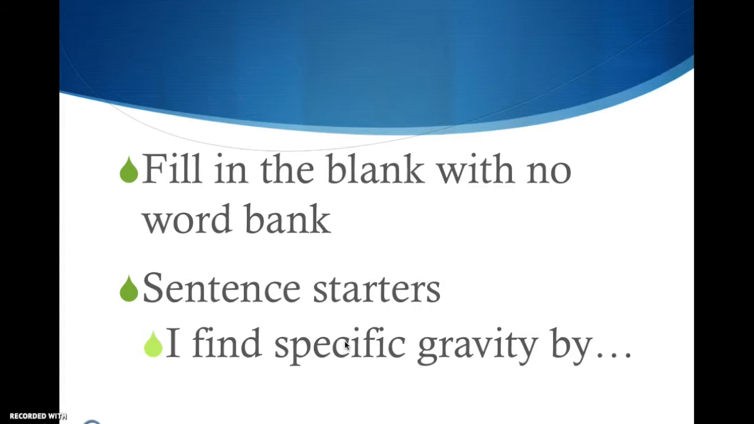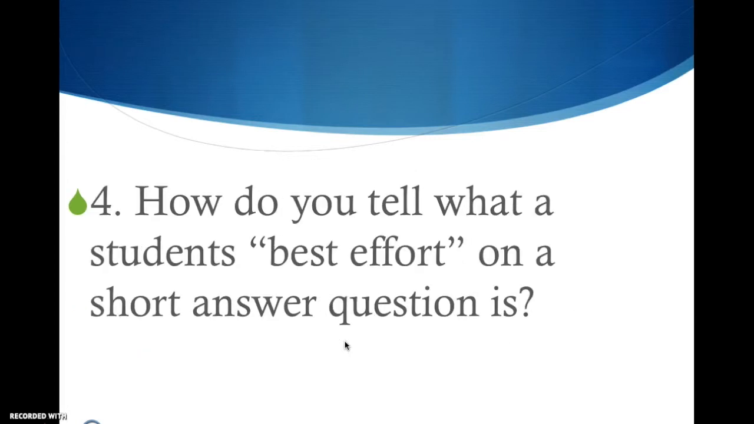Another suggestion would be, instead of using a full essay, to do fill in the blanks or sentence starters, where you give them the first chunk of the sentence, like "I find specific gravity by," and then have them fill in the rest. So it's not a full out essay, but it still gives you the feel of a short answer.